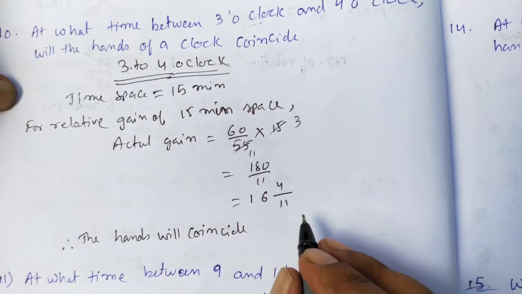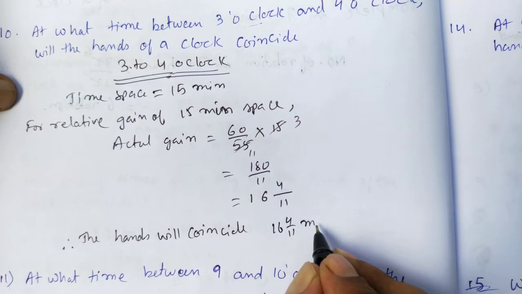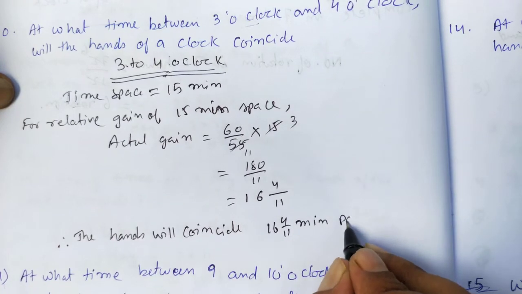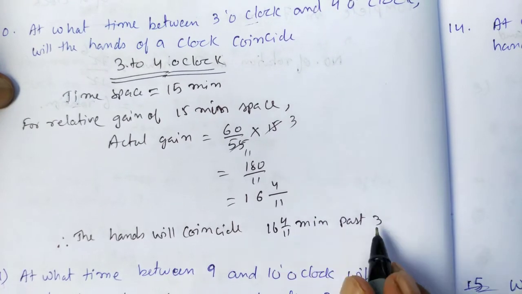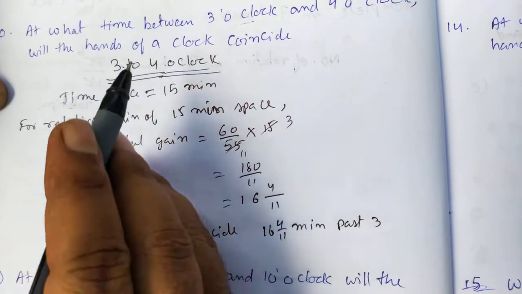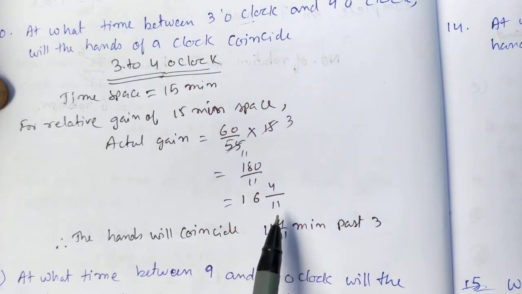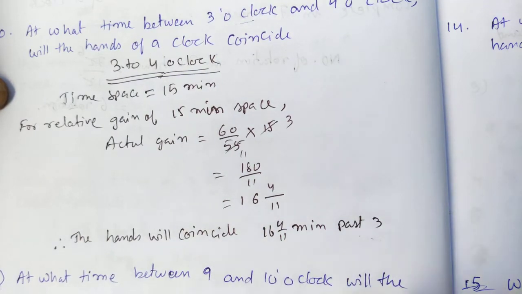hands, it means both minute hand and hour hand will coincide. When they will coincide? 16 4 by 11 minute past 3. This much minute past 3 they will coincide. Okay, because the time is from 3 to 4, so past 3. This much minute past 3 they will coincide.